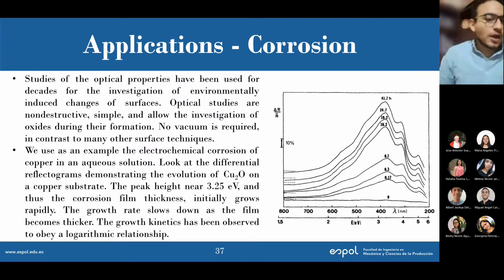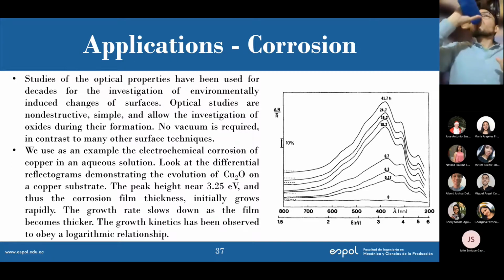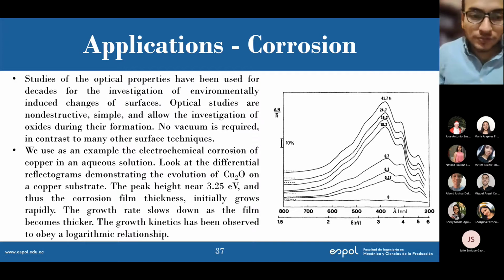So let's look at some applications now of the optical properties. To be honest, there are endless applications, but let's look at some of them. One of them is that it helps me to determine corrosion in certain materials. So I can make use of optical properties to determine corrosion. Optical studies are preferred because they are non-destructive, they're simple, and they allow the investigation of oxides in situ, which is quite nice. If I want to measure the corrosion, I don't need vacuum. I can have corrosion in situ, and I can easily measure it.